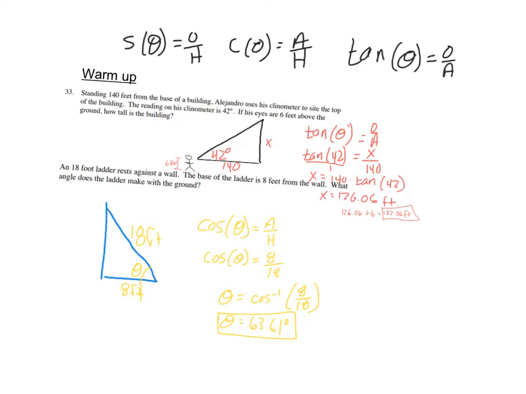Now on the second problem, an 18-foot ladder, so this slanted height is 18 feet, that's the length of the ladder, is resting against a wall, and it's 8 feet from the base, so what's the angle that it's making? Well, in this case, I have the adjacent leg, and I have the hypotenuse of this right triangle. That would be the cosine ratio.